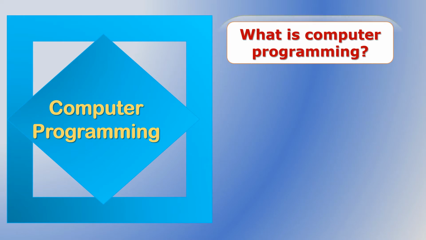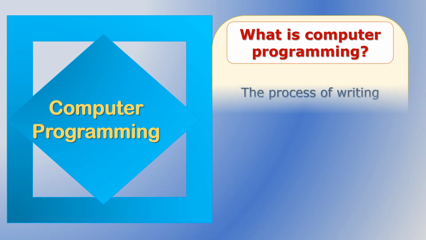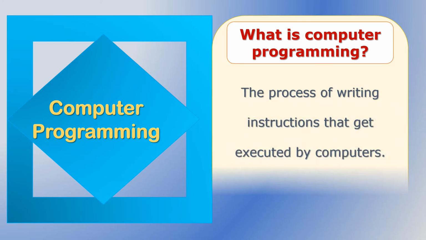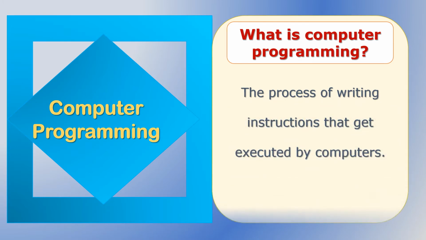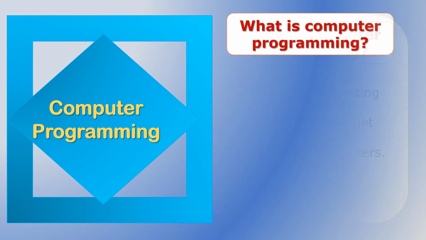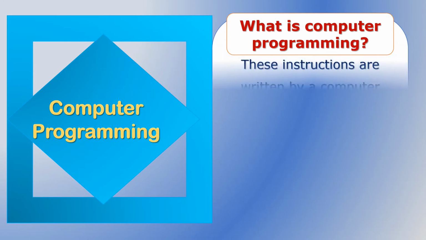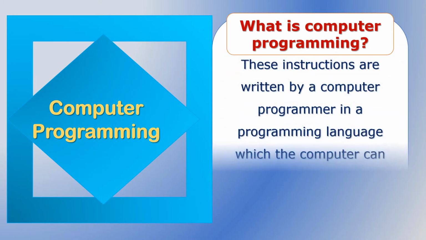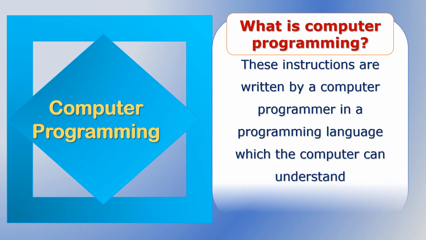So, what is computer programming? Computer programming is the process of writing instructions that get executed by computers. These instructions, also known as code, are written in a programming language which the computer can understand and use to perform a task or solve a problem.